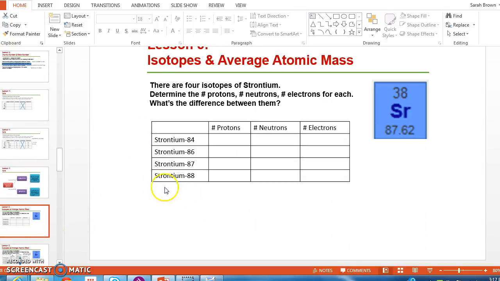Okay, for this chart right here, there are 4 isotopes of strontium. Remember, isotopes have the same number of protons, but a different number of neutrons. So these numbers should all be different under your neutrons column. So let's fill in the chart. So put in the number of protons, number of neutrons, and number of electrons for each of these.